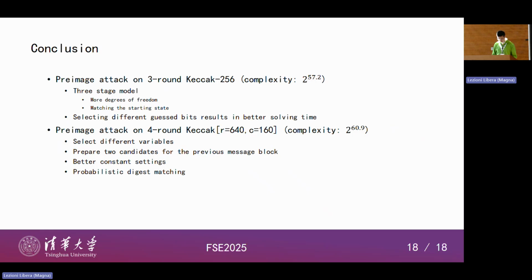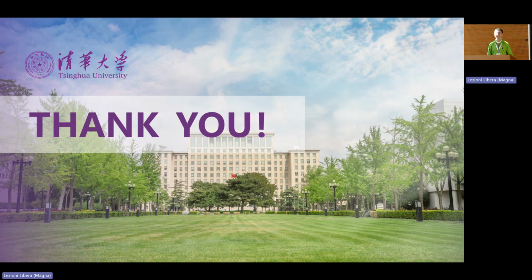For the 4-round Keccak with b equal to 800, we make improvements through some techniques such as selecting different variables, preparing two candidates for the previous message block, using better constant settings, as well as the probabilistic digest matching. With the help of the MILP model, we finally obtain an attack with complexity of around 2 to the power of 60.9. Thank you. Any questions?